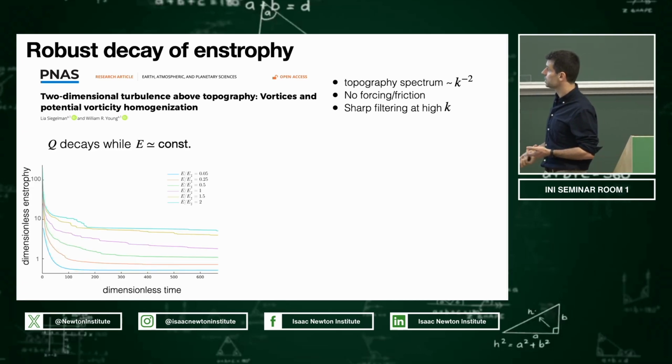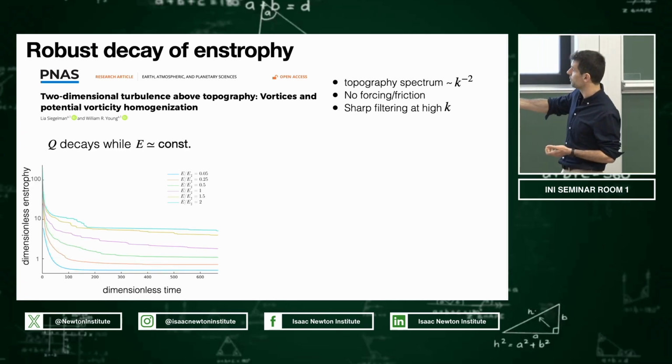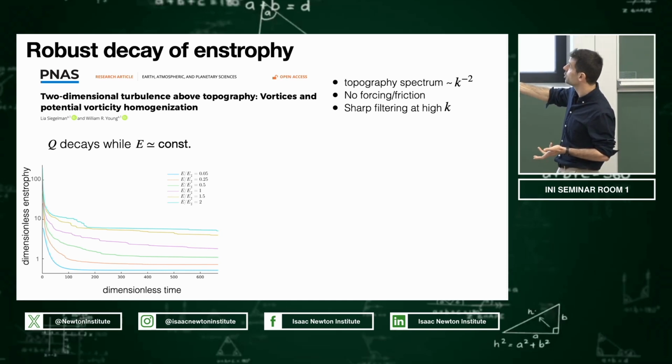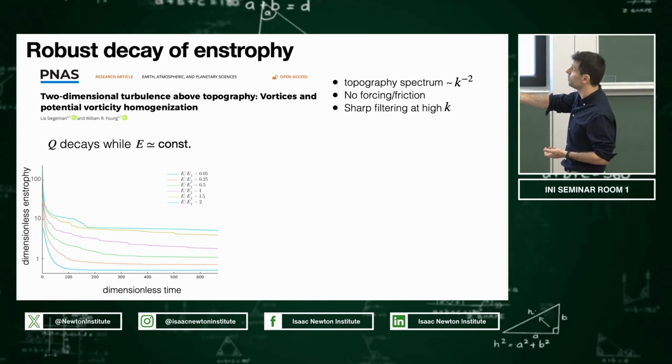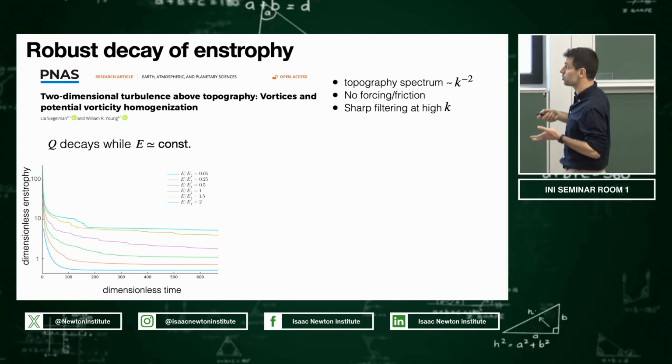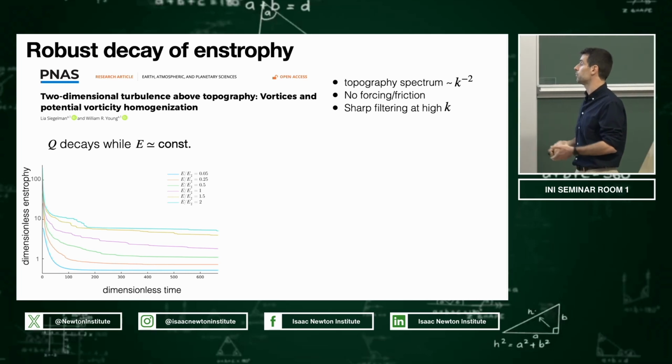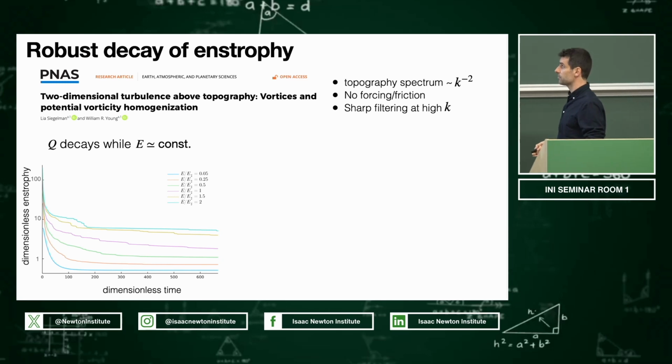Okay, and here's what they see. This is the dimensionless entropy as a function of time, and the different colors are different initial values of the energy. Okay, so what you can see is that entropy does decrease quite a bit during the simulation. This is a log scale here. So there is a strong decrease in entropy, which is a point for selective decay, I guess.